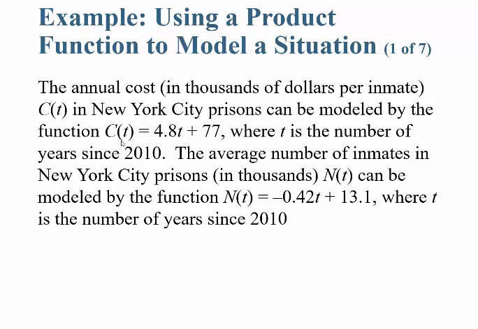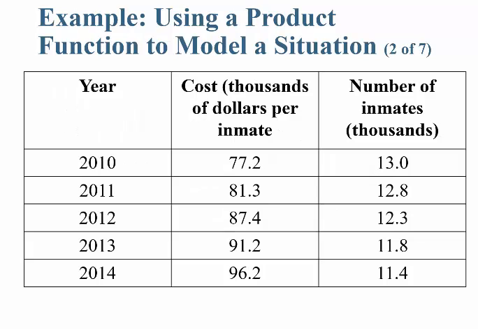So I have a cost function, and I have a function that tells me the number of inmates. This is the cost per inmate in thousands of dollars. This is the number of inmates in the thousands of inmates. Here's the actual data from 2010 to 2014. You can see that the cost per inmate is going way up, but a positive thing, the number of inmates are going down, which is good too. This is bad, cost is going up, but number of inmates are going down.